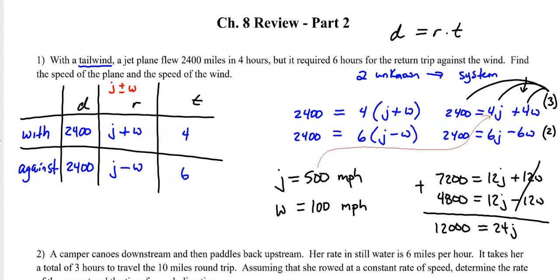And you could plug that into the chart and see if it works out. So if I plug it in here, 500 plus 100 would be 600, and 600 times 4 equals 2,400. And 500 minus 100 would be 400, and 400 times 6 will be 2,400. And it looks like we are good to go. Everything checks out.